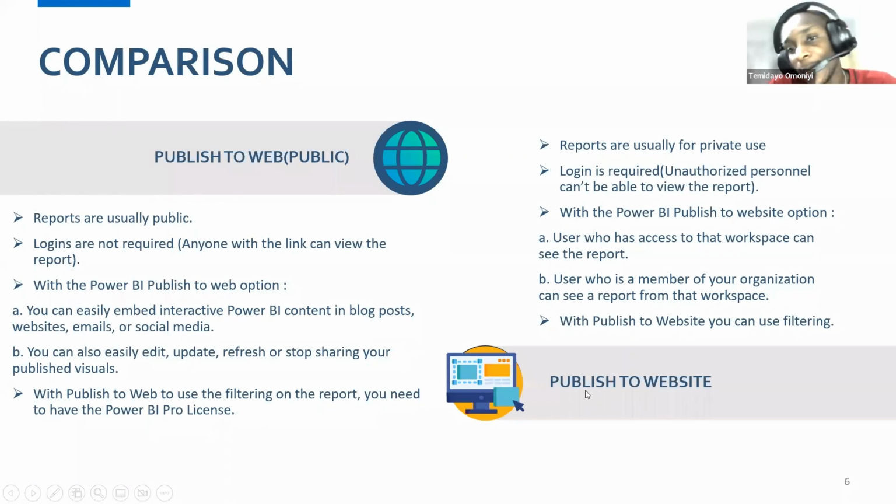So let's now talk about the website or portal. Most times people call it a portal, some people call it a website. If you publish to a website, reports are usually private and logins are required, because it is private. These are usually for organizational use. If I publish to a portal and send a link to someone who is not in my organizational tenant or my domain, the person won't be able to view the reports. Logins are required, which means unauthorized personnel can't view the reports.